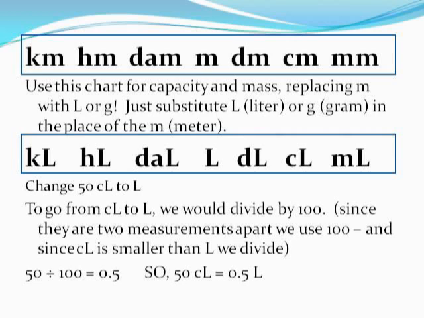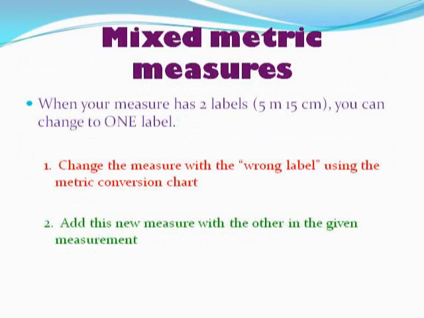We're doing good. Now, when it comes to a mixed metric measurement, this is when you have something that has two labels. In our customary system, that would be like saying that I am 5'3" tall. It's feet and it's inches. So it's very common to have a measurement like that. If we have two labels, something like this, 5 meters, 15 centimeters, and we want to change it all to one label. So if I'm 5 feet 3 inches tall, that is also equivalent to 63 inches. We want to change all of these to one label.